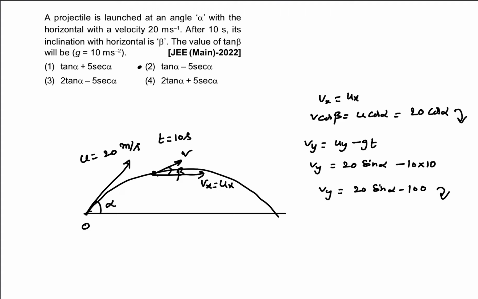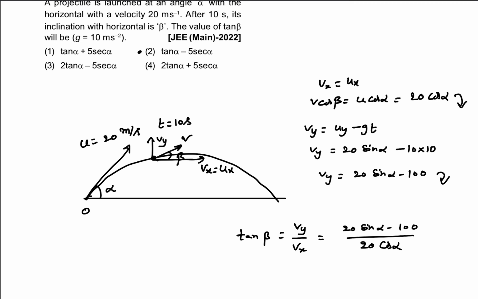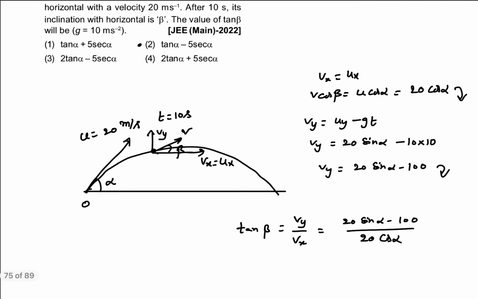I got the Vx value as well as the Vy values. Now the value of tan beta is equal to how much? How to get the tan beta? Tan beta I can write as Vy divided by the Vx. Vy value is 20 sin alpha minus 100, divided by the Vx value, which is 20 cos alpha.